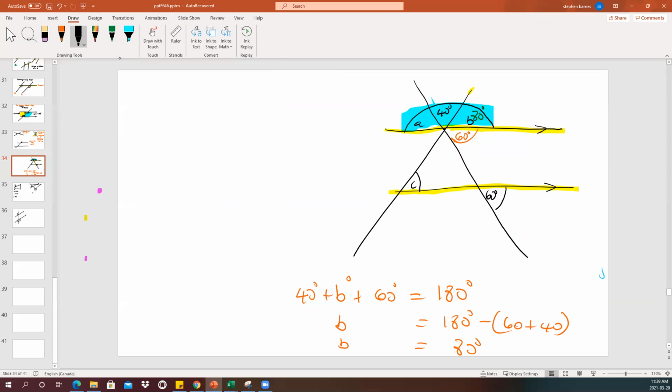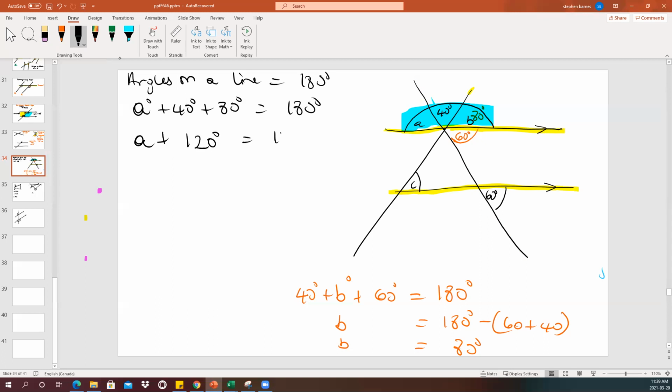All right, so we can say angles on a straight line is equal to 180 degrees. So it means therefore that A plus 40 plus 80 is going to equal 180. A plus 40 and 80, which is 120, equals 180. A is equal to 180 minus 120, which is 60 degrees, right? So this A is 60 degrees, all right?